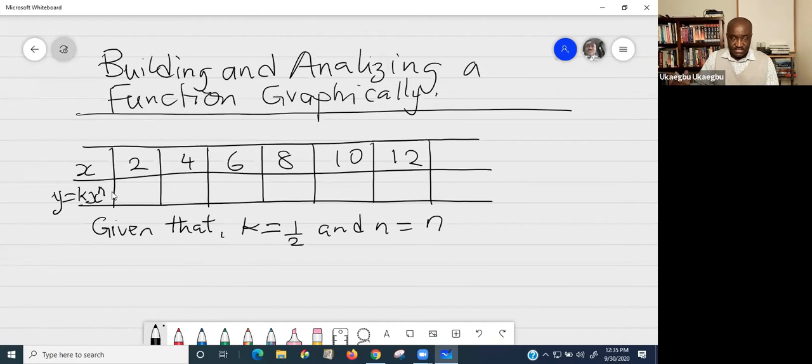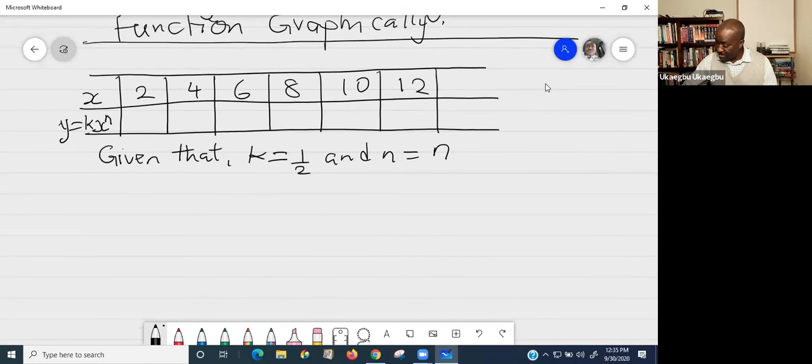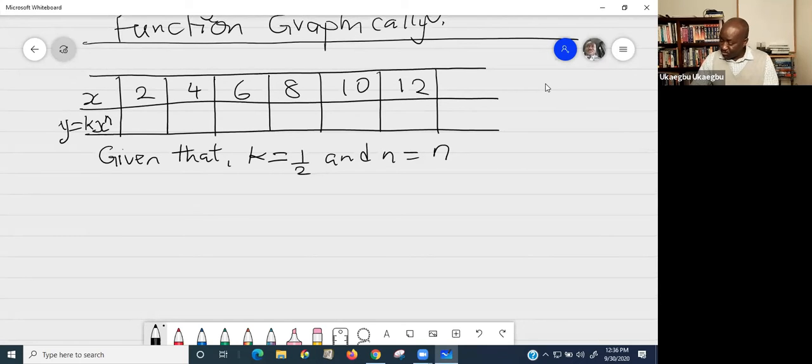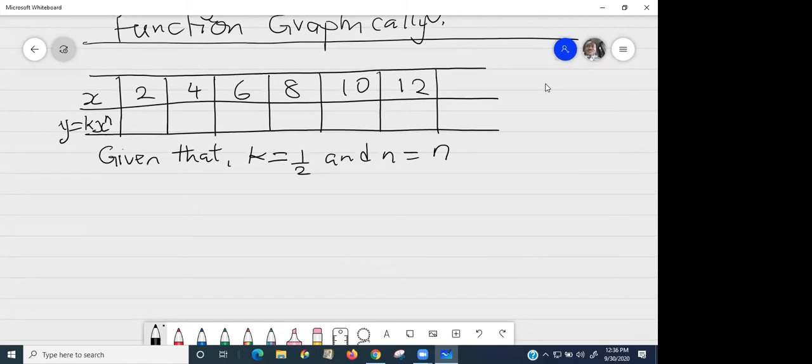So the first question is complete the table. Then after completing the table, plot the graph. Okay? So now let's pick one of the numbers here to complete the table. Which one do you want? Do you want 2, 4, 6, 8, or which one do you want? Just pick any of them. Okay, let's do when x is equal to 6.